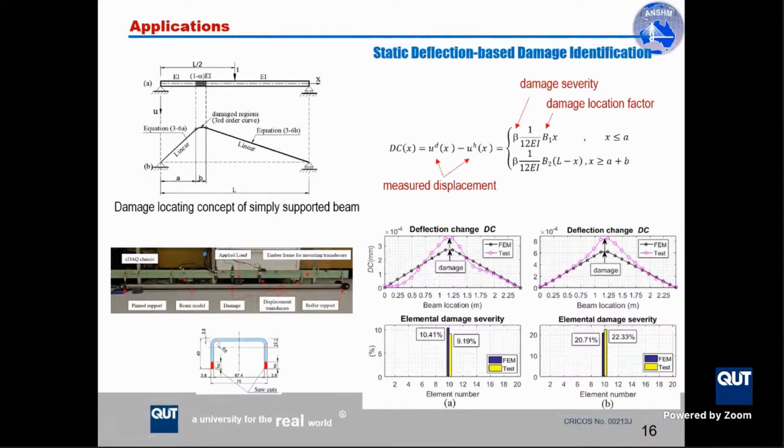And the experimental verification on beam structures here shows very good prediction of the locations as well as the severities of the damage, which is 9.19% compared to 10.41%, and 22.33% compared to 20.71%.